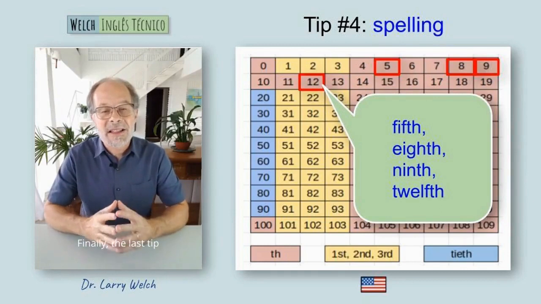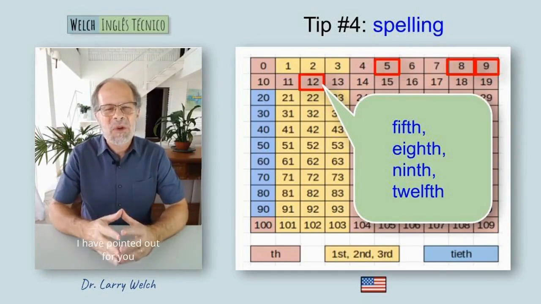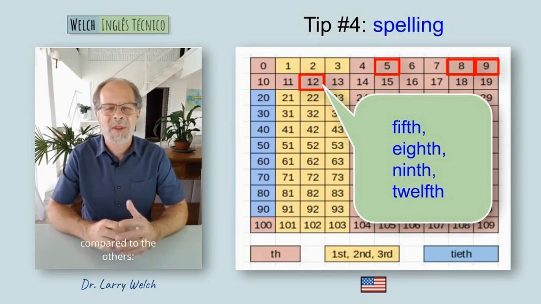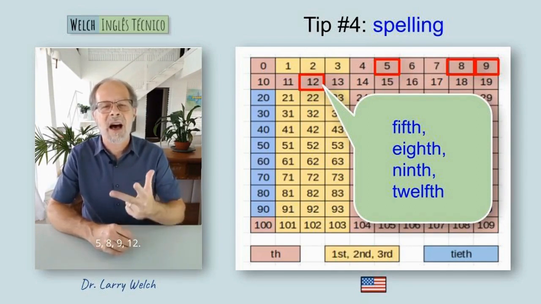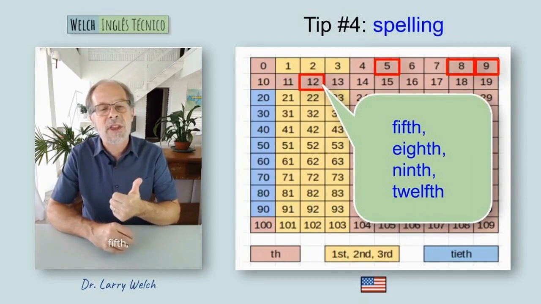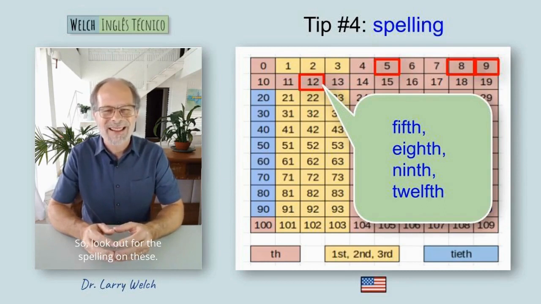Finally, the last tip is for spelling. I've pointed out for you the 4 numbers that have strange spellings compared to the others. 5, 8, 9, 12. Be careful with the spelling. They are gotchas. So it's 5th, 8th, 9th, 12th. So look out for the spelling on these.